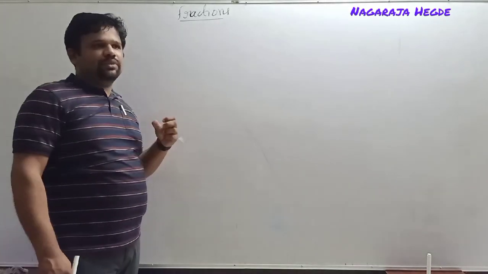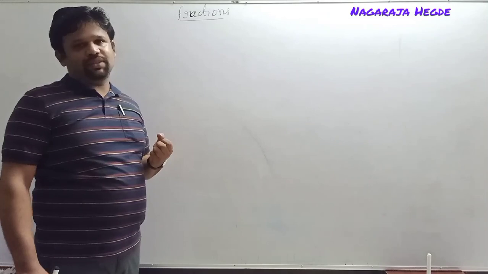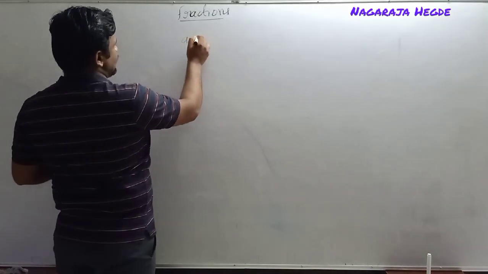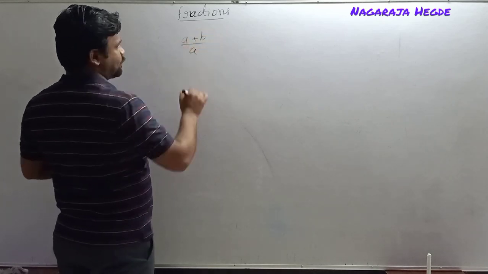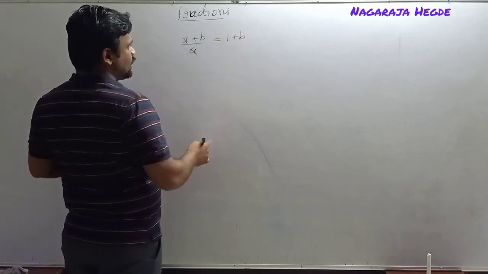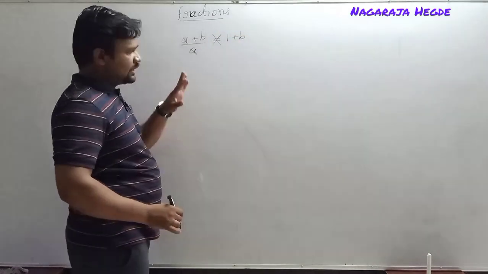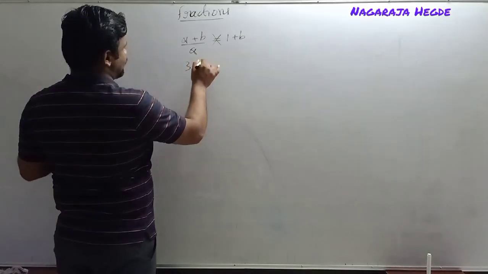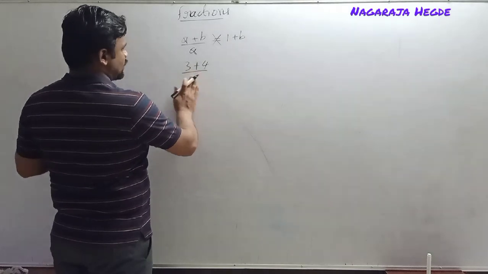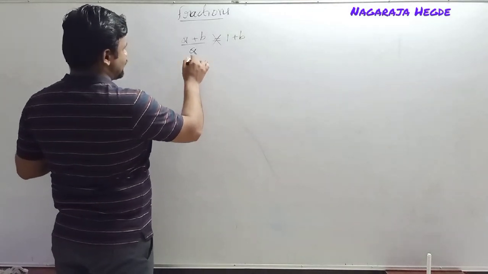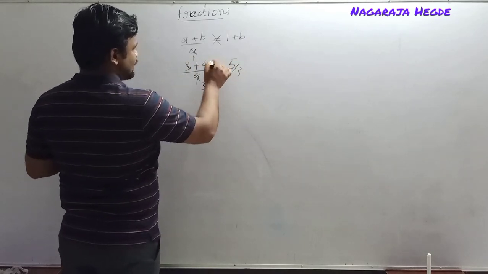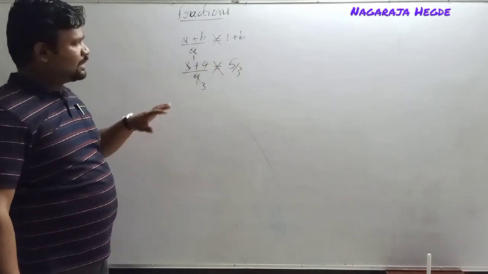Now I will explain some common mistakes students usually make with these fractions. What are the common mistakes? For example, if I have A plus B divided by A, students write A cancel, 1 plus B. This is wrong. For example, if I have 3 plus 4 divided by 9, what do students do? 3 cancels with 9 to give 3, and 4 plus 1 is 5, divided by 3. This is the wrong concept.